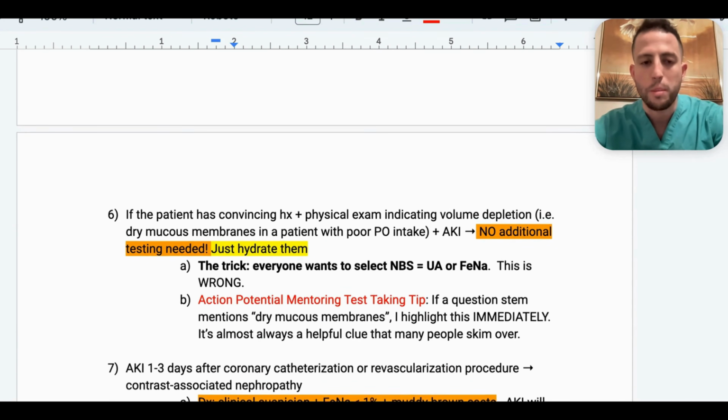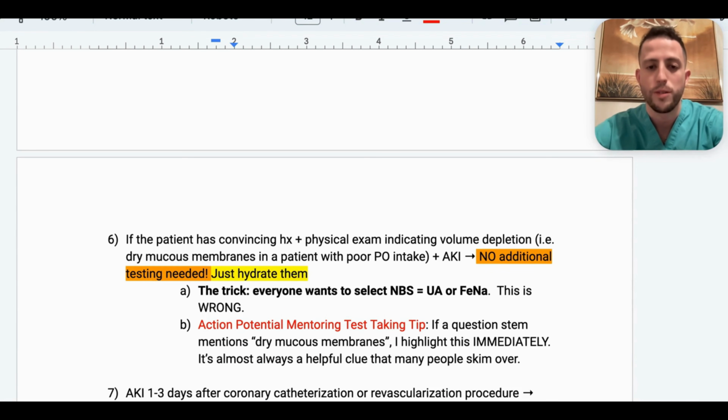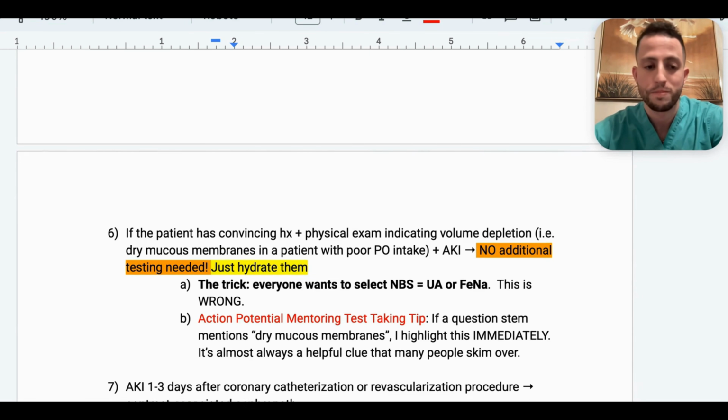Next, if the patient has a convincing history with physical exam findings indicating volume depletion, such as dry mucous membranes and a history of poor PO intake, as well as an AKI, there is no additional testing needed. Just hydrate the patient. That's the best next step. The trick is that everyone wants to select a UA or calculate FENA as the next best step. This is wrong in a patient that is clearly just dehydrated. An Action Potential Mentoring test taking tip: if the question stem mentions dry mucous membranes, I highlight that immediately. It's a really helpful clue that a lot of students skim right over.